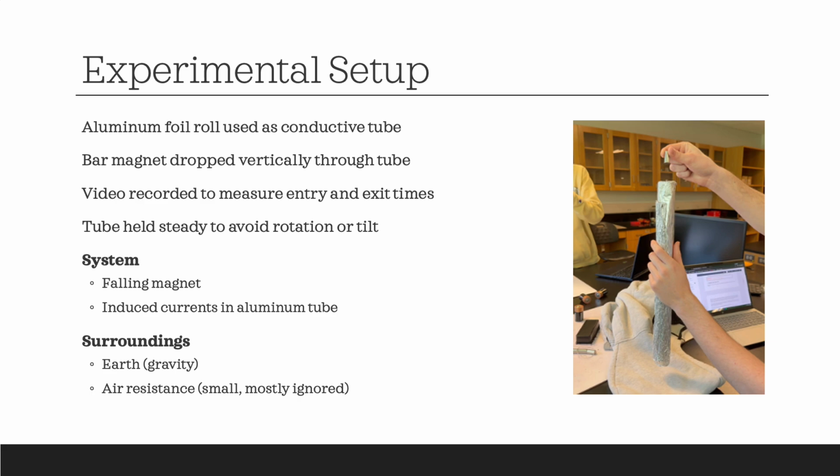In the experiment, we used a roll of aluminum foil as a conductive tube and dropped a bar magnet vertically through it while recording the motion on video. The entry and exit times were measured to determine how long the magnet spent inside the tube. For the purpose of analysis, the system consists of the falling magnet and the induced currents in the aluminum tube, while the surroundings include gravity from the Earth and small effects like air resistance, which were mostly neglected.